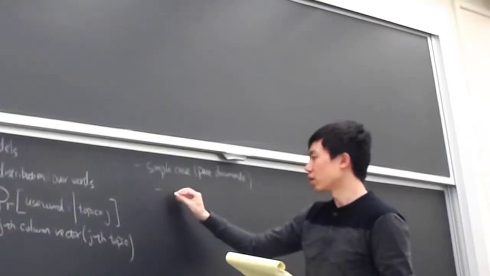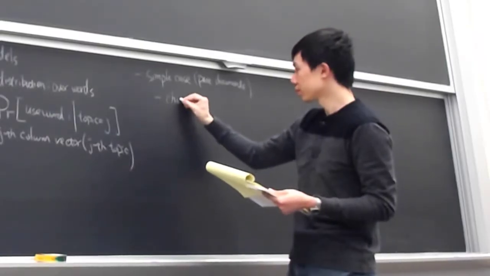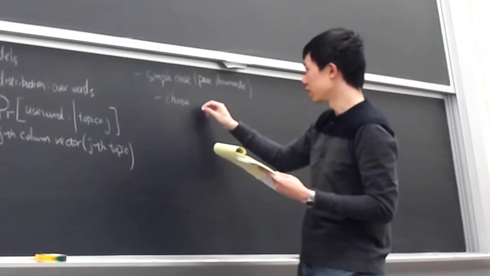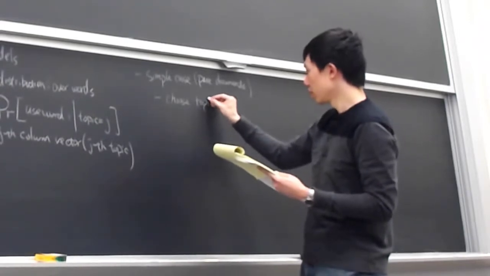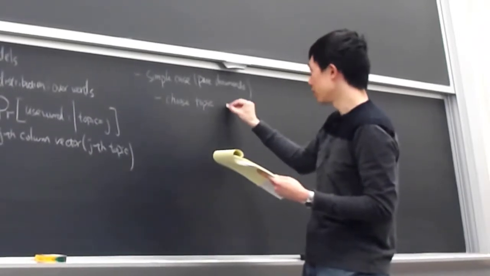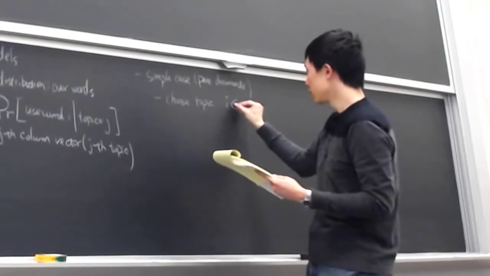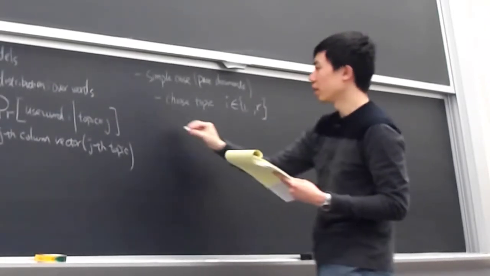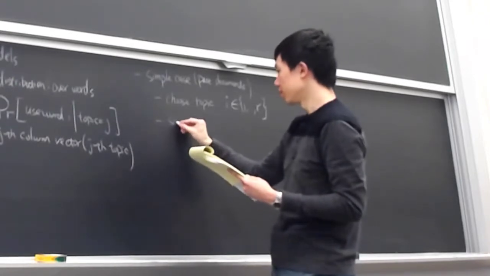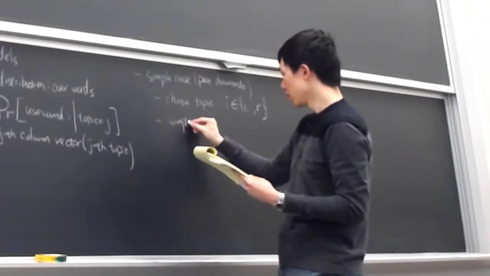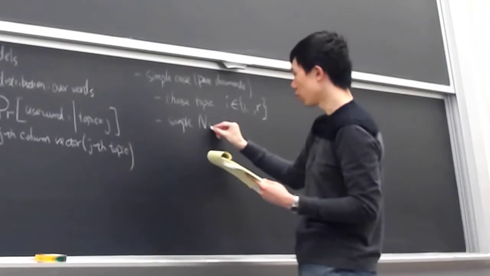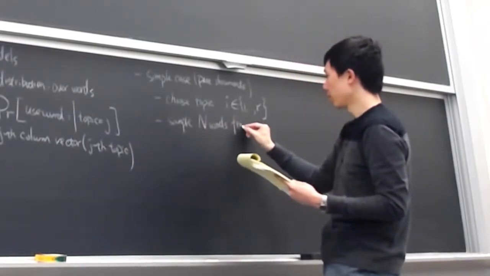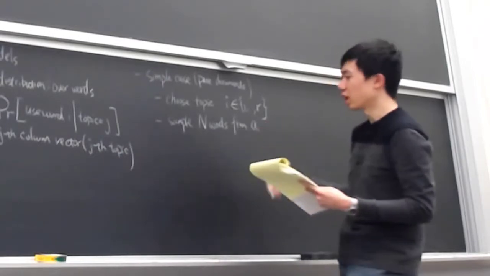So I first choose a topic, that's in 1, 2, up to R. And then sample n words from the distribution a_i.